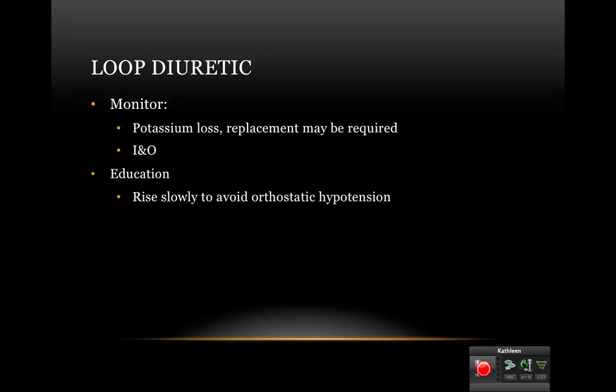It's very important. You want to educate about hypotension and orthostatic hypotension that can be caused from these medications. Lasix can be given from 20 milligrams to 320 milligrams a day in divided doses. Also, there's Bumex, torsemide, or Edecrin, which are all considered loop diuretics.